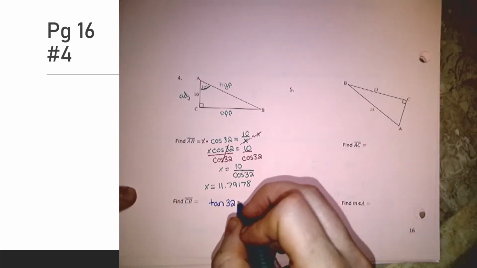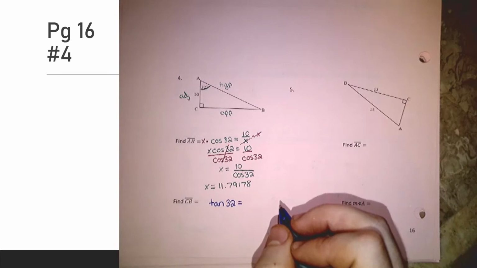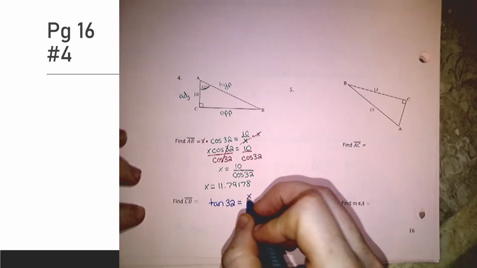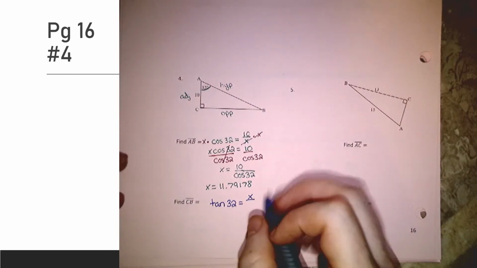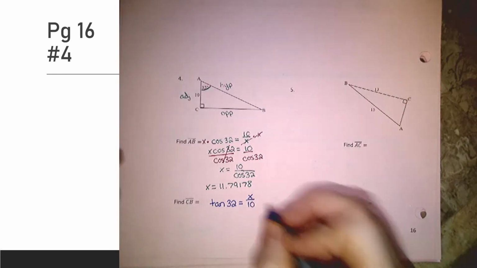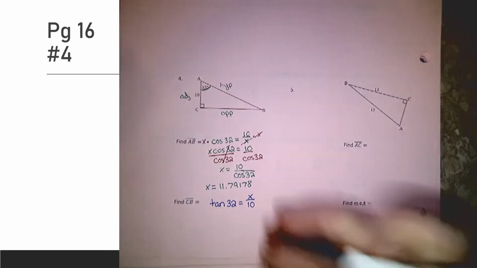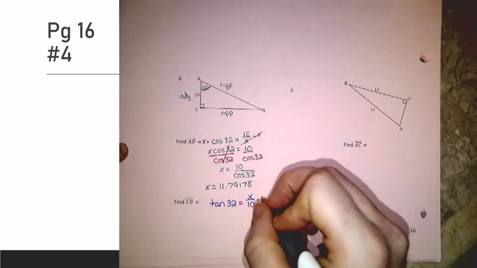And that's going to equal, it goes opposite over adjacent. So opposite, we don't know yet. That's what we're trying to find. So I'm going to put x, and the adjacent would be 10. So what I would want to do now is multiply each side by 10.